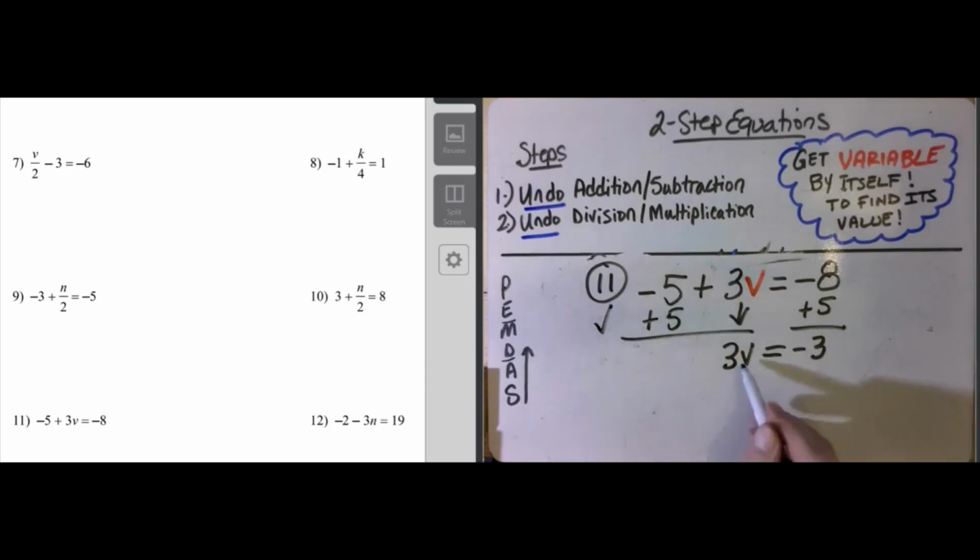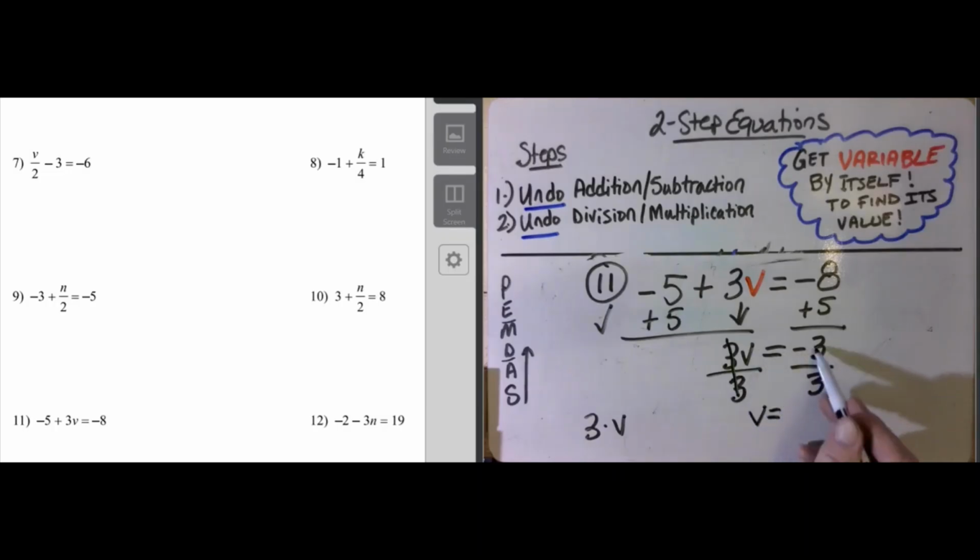Step 2, we're going to undo this multiplication, right? That's 3 times v. The opposite of multiplication is division. So if you get down to this point, there's no fraction, you make it a fraction with whatever is next to the variable. In this case, it's a 3. Whatever you do on one side, you need to do to the other. 3 over 3 is equal to 1, so that allows you to cross those out. That leaves v by itself.